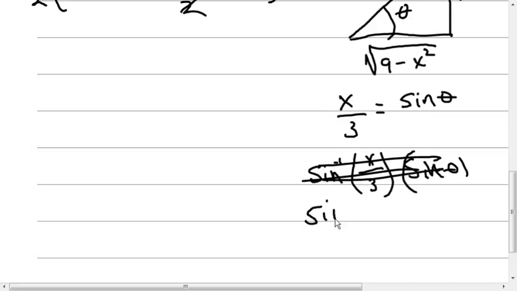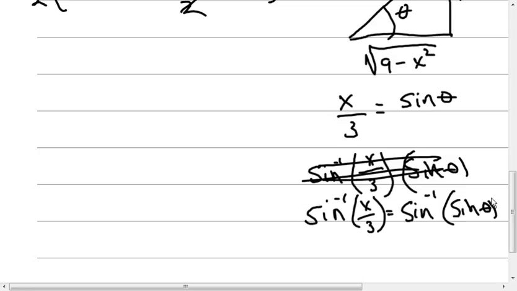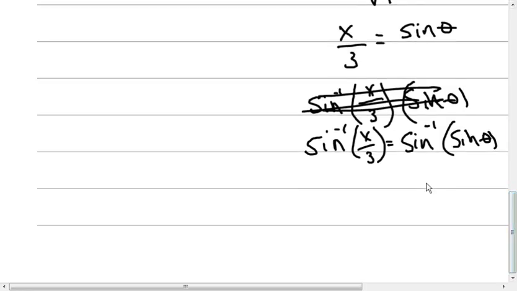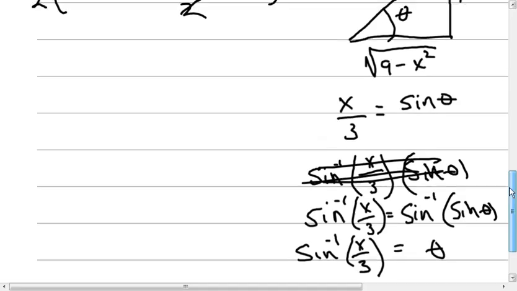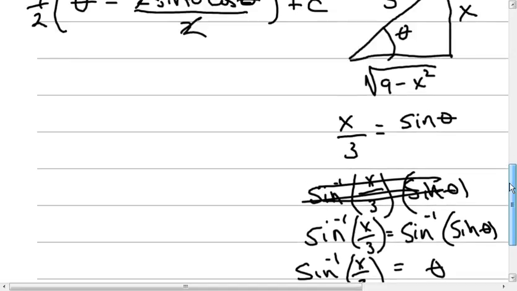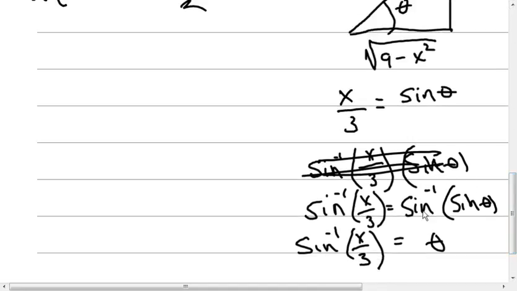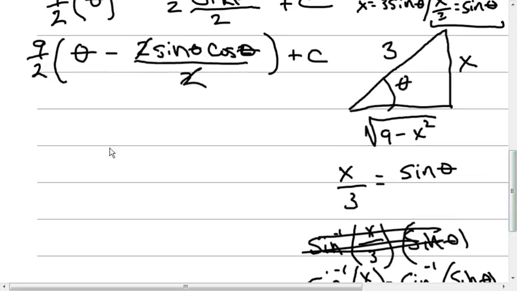Let's do it again. Arc sine of sine of x divided by 3 equals arc sine of sine theta. Then we get theta is equal to arc sine of x divided by 3. And there's our substitution. So now we can fill things in. Our theta becomes this.